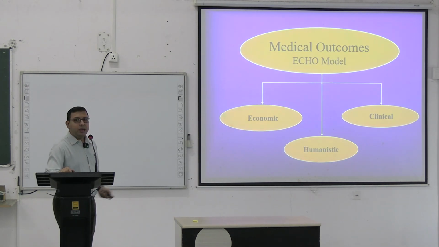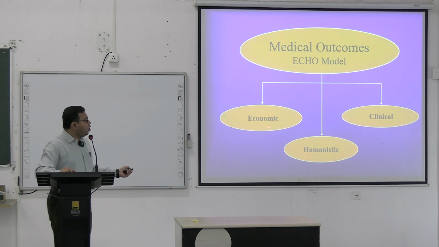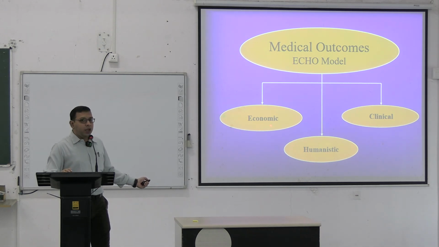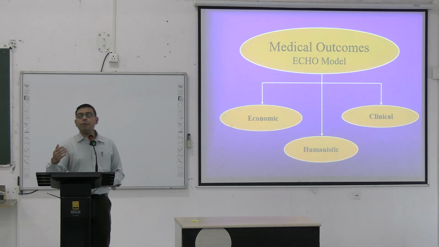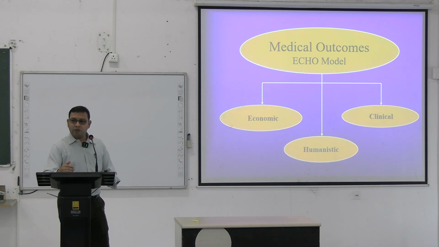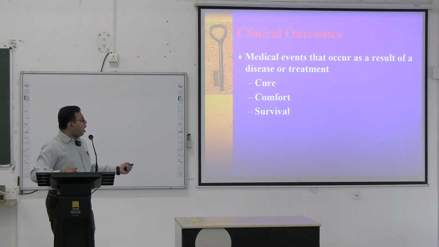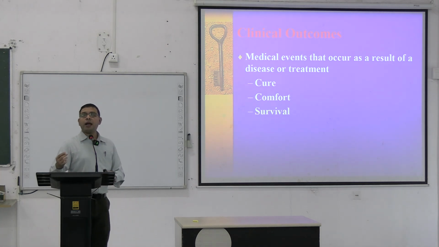This is also known as the ECHO or ECO model, that is economic, humanistic and clinical. So clinical is similarly important like the economic as well as the humanistic. Humanistic means how we can improve the quality of life. So clinical outcomes, there may be either cure or comfort or survival. So there may be some drugs that can increase survival.